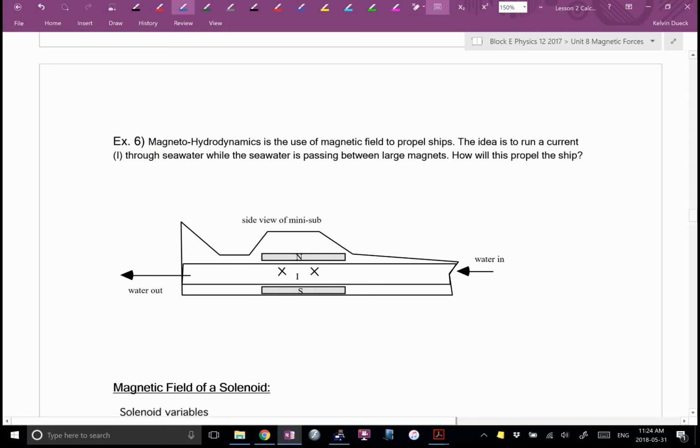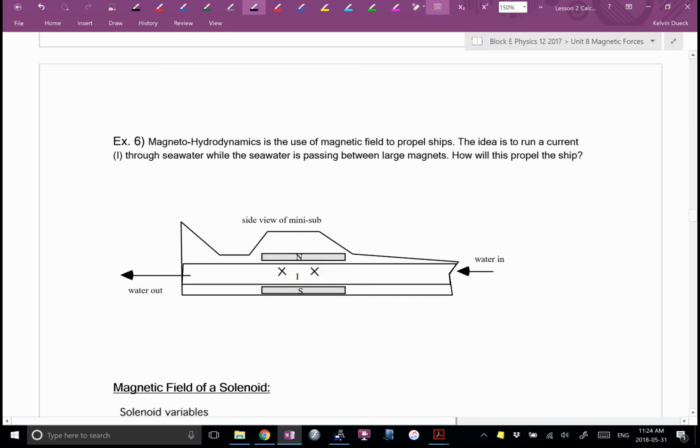Here's how you can build a jet engine underwater with no moving parts, which would be really quiet and pretty cool. Here is a side view of a mini submarine, except there's one thing that I've removed from the diagram. Don't write this in. Connor, there's a great big metal plate welded right there, and I'm going to charge that up positively. Okay, don't write that in. You have to use your imagination.